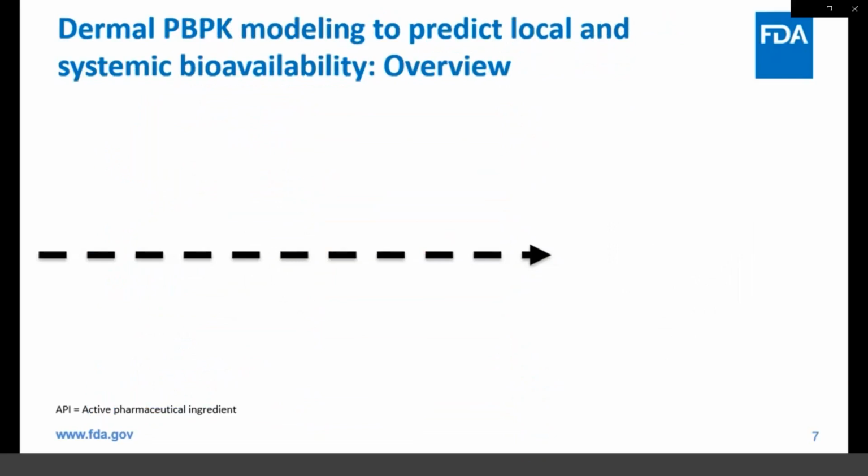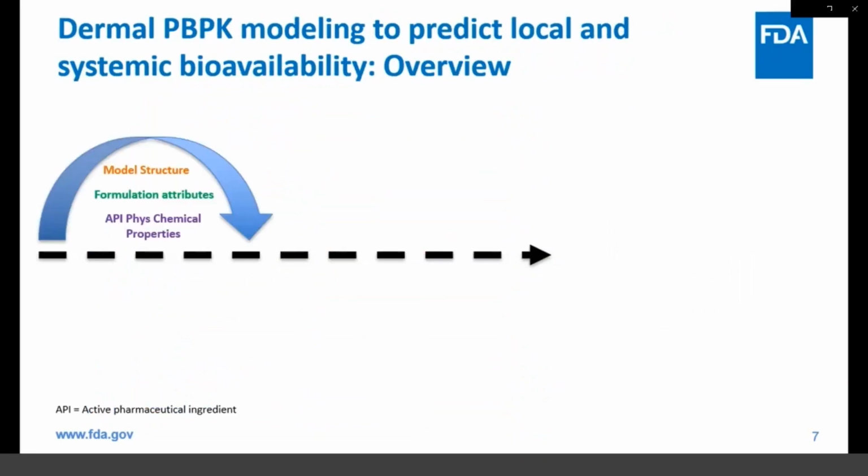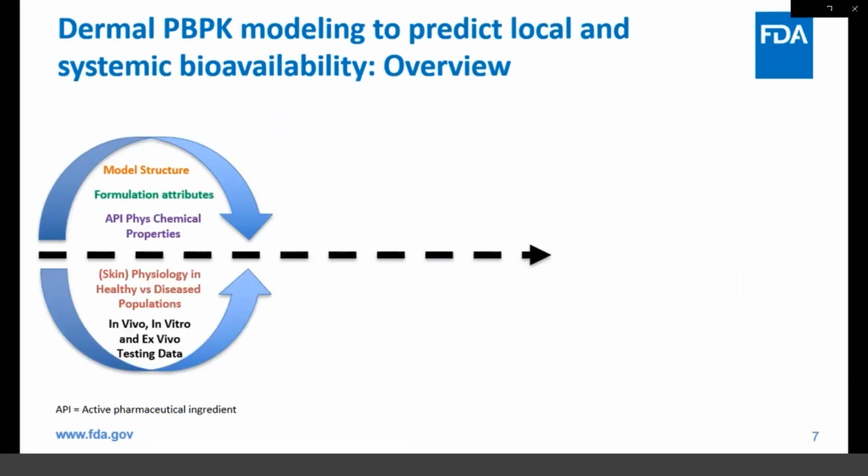This slide will provide you a brief overview of the workflow we can follow to develop the dermal PBPK model. The first step is to decide the model structure or modeling platform to be used for PBPK modeling. Then we can incorporate formulation attributes of the drug product and physicochemical properties of the API. Then we can choose the population type, for example, healthy or disease population, depending on the need of the PBPK modeling. We can utilize in vitro or ex vivo data to inform model parameters.